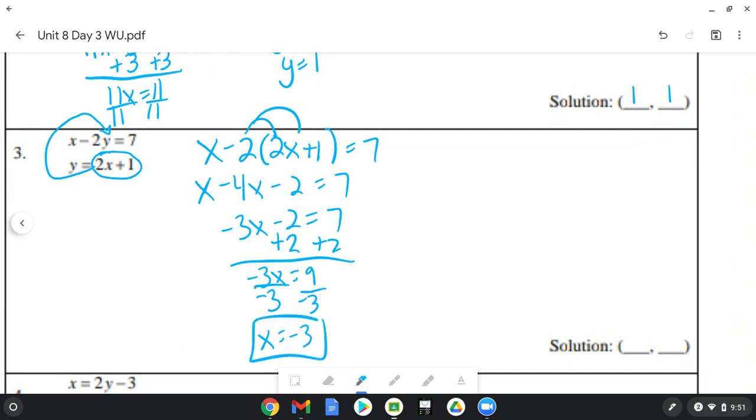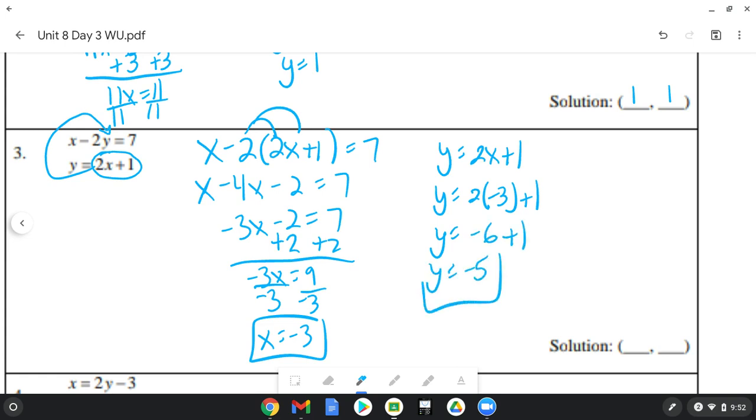Now if we plug it back into this y equals 2x plus 1, that'd be 2 times negative 3 plus 1. So it'd be negative 6 plus 1, and we get negative 5. So now my answer is negative 3, negative 5. Any questions on that one? Okay.